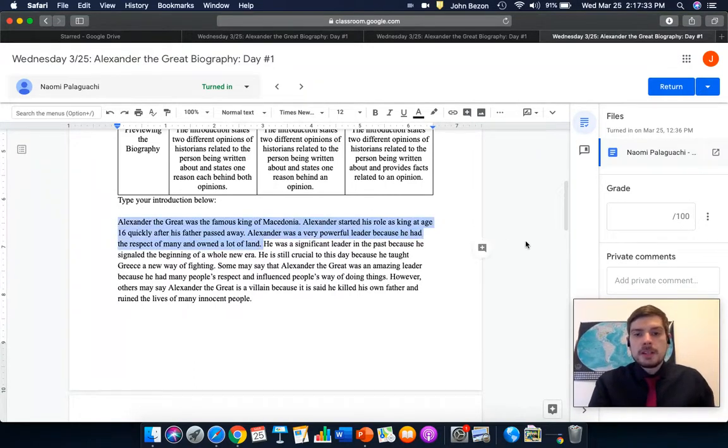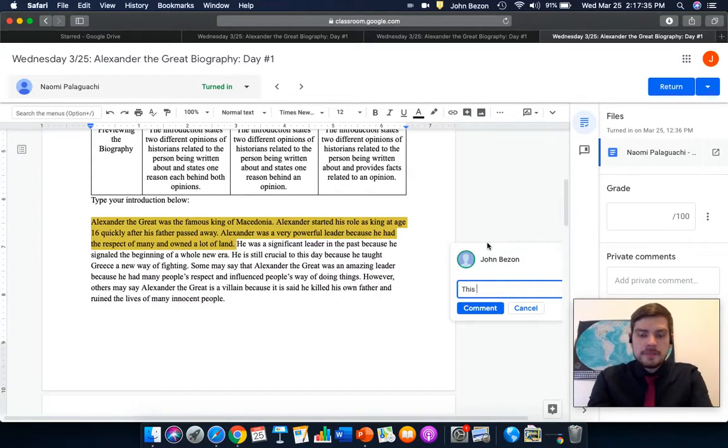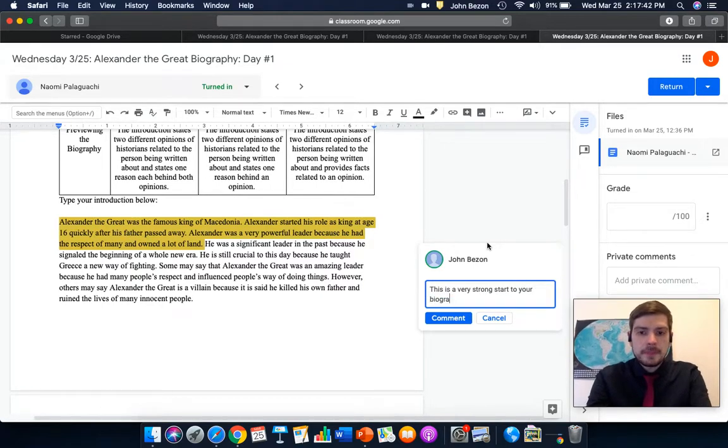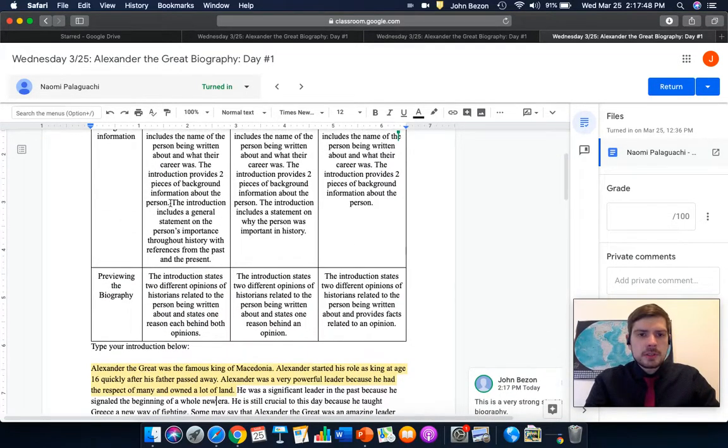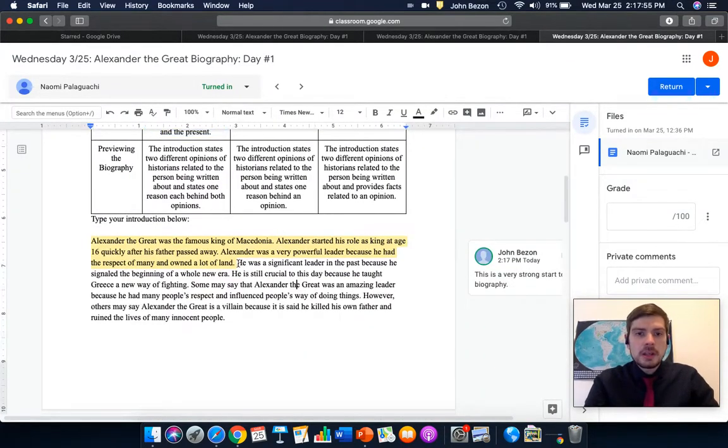So I might even comment and say, this is a very strong start to your biography. That means you shouldn't change anything at all. So what is the next step? The introduction includes a general statement on the person's importance throughout history with references from the past and the present. Let's see if Naomi does that. He was a significant leader in the past because he signaled the beginning of a new era. He is still crucial to this day because he taught Greece a new way of fighting.